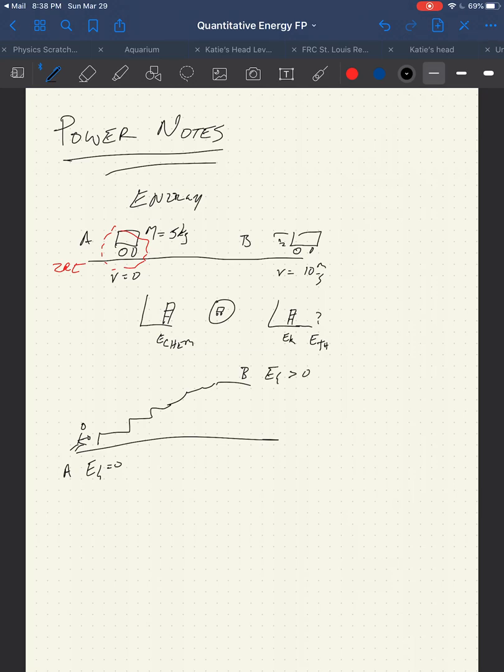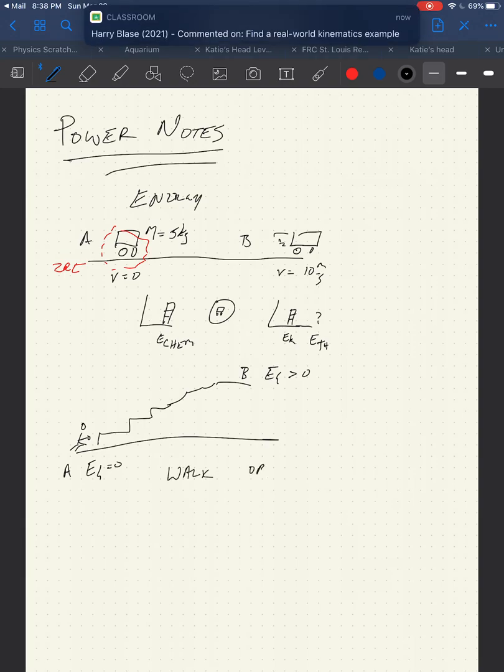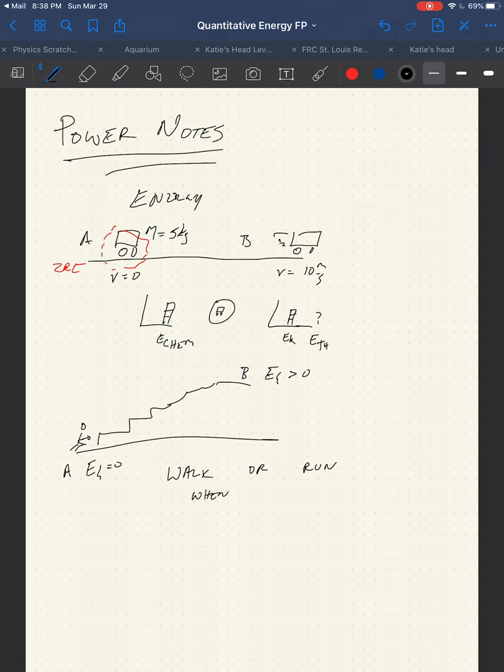And so again, let's pause for a second. If I walk up the stairs, or if I run up the stairs, is my change in the gravitational energy bigger when I walk, or bigger when I run? When is the change in EG greater? Okay. So if you pause for a little bit and answer that question.